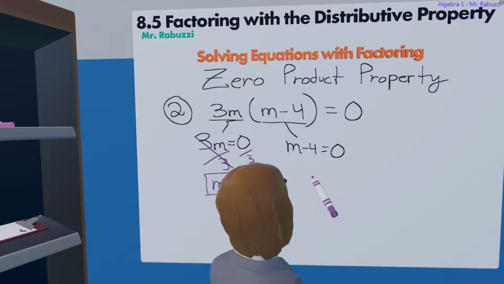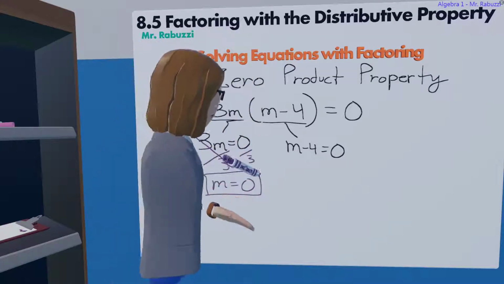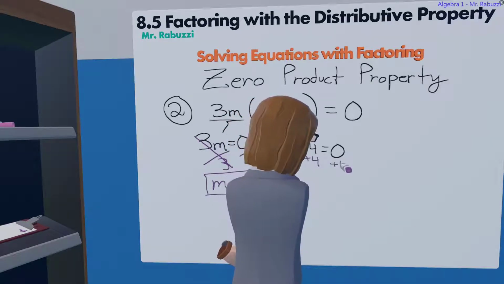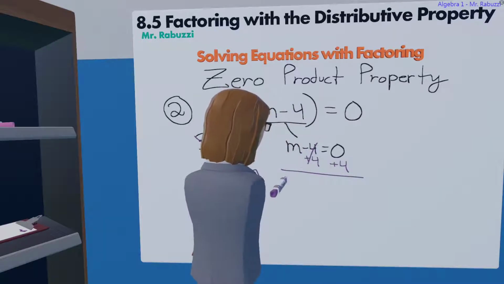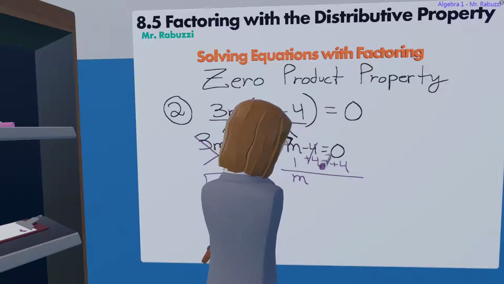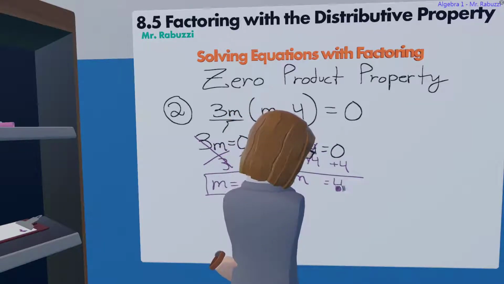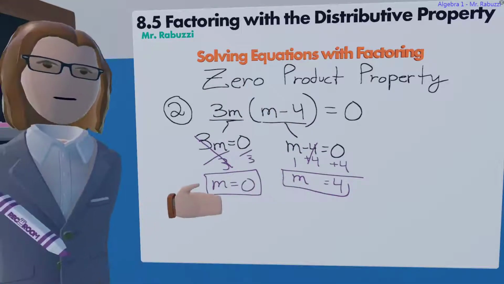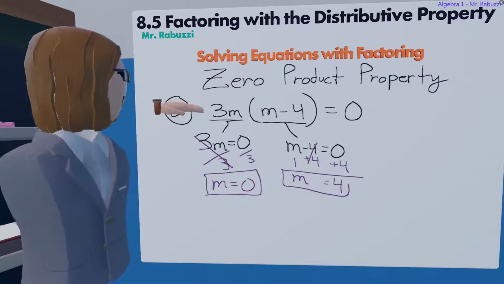Now let's check the other one. All right, for this equation, we want to add 4 on both sides. So plus 4 plus 4. These add out. The m came down. Equal sign. 0 plus 4 is 4. And there's our other answer. So we found the two answers to our original equation.